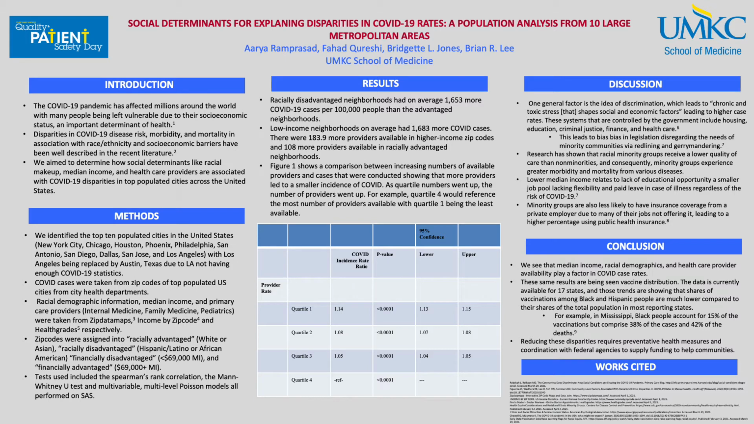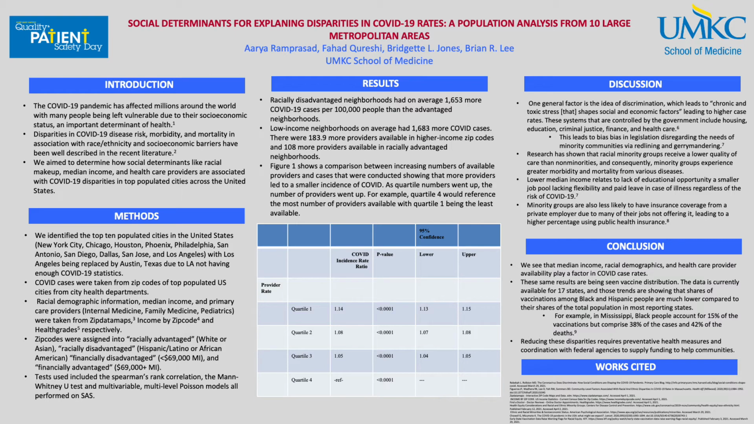Lower median income relates to a lack of educational opportunity, and that leads to a smaller job pool, which leads to a lot less flexibility and paid leave in case of illness like contracting COVID. Finally, minority groups are also a lot less likely to have insurance coverage from a private employer, which goes back to job opportunities because many of their jobs do not offer it. And this leads to a lot of people using public health insurance, which may not have as much coverage.